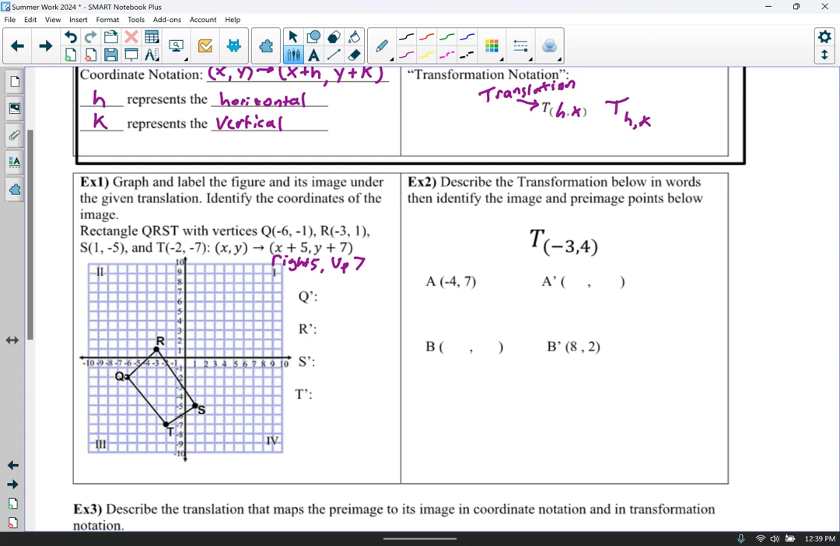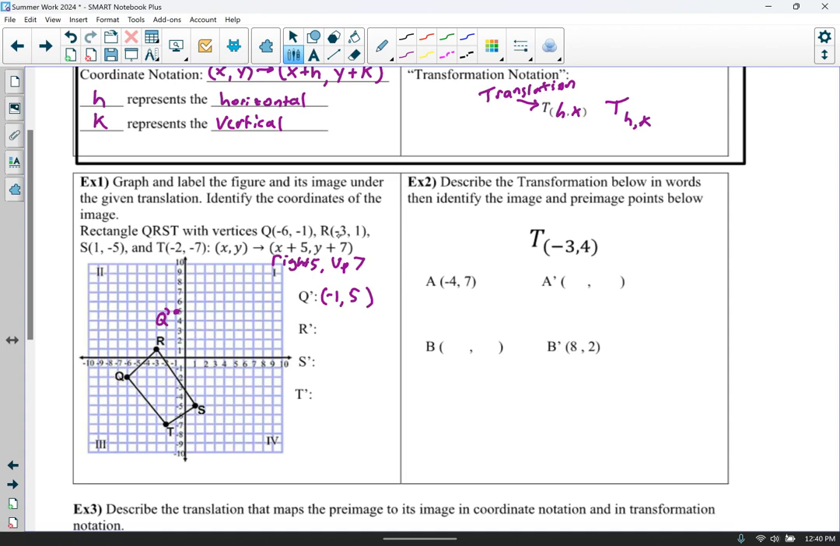So if I do that with Q, I'm going to go to the right 5, 1, 2, 3, 4, 5, up 7, 1, 2, 3, 4, 5, 6, 7. And I put my point there, and I know that's going to be called Q prime because now it's the image point, and that's the ordered pair (-1, 5). The other way to do this is to use your coordinates.